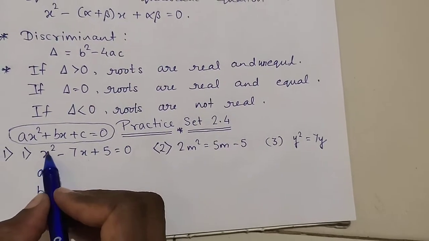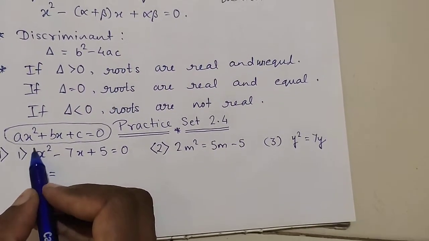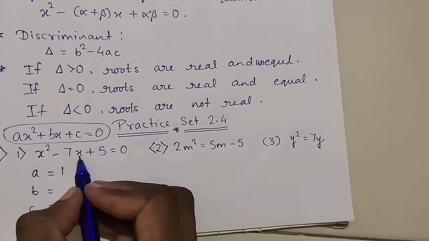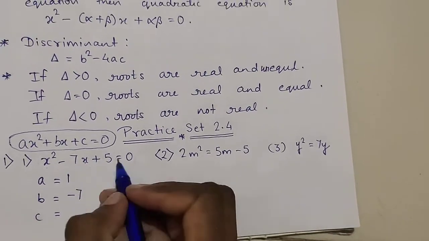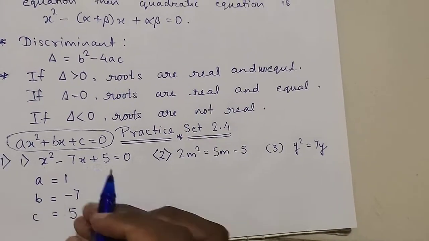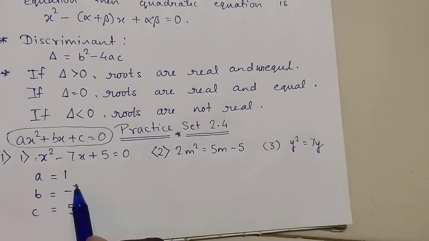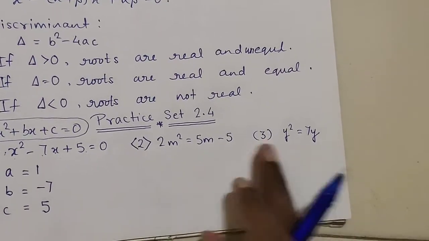Now what is a? A means your x square coefficient. So what is the coefficient of x square? 1. What is b? The coefficient of x. So the coefficient of x is -7. And what is c? The last number. So basically a, b, c are 1, -7 and 5. Okay. Same way we are going to do the second and third.